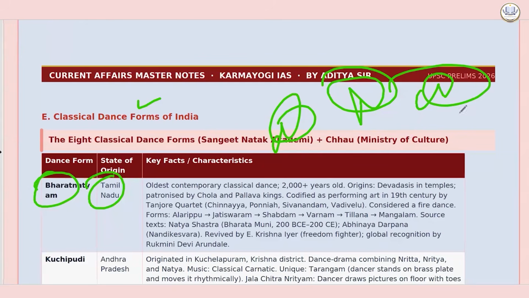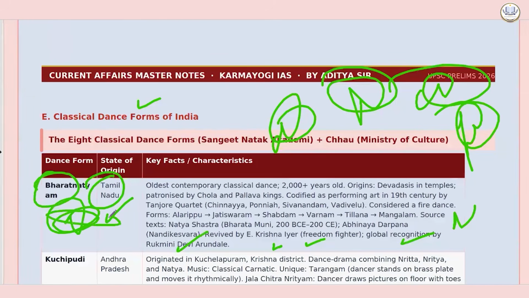Considered a fire dance. So the fire element is there. Forms are Alarippu, Jatiswaram, Sabdam, Varnam, Tillana, and Mangalam. Source text is Natya Shastra, written by Bharat Muni, and Abhinaya Darpana by Nandikeshwara, revived by E. Krishna Iyer, freedom fighter, with global recognition by Rukmini Devi Arundale of the Theosophical Society.